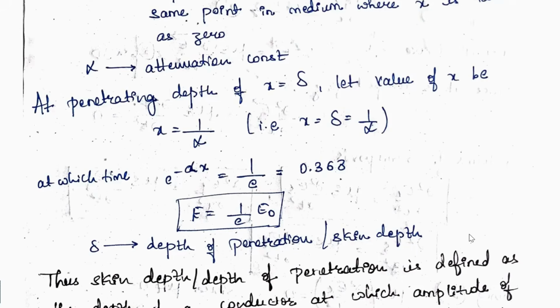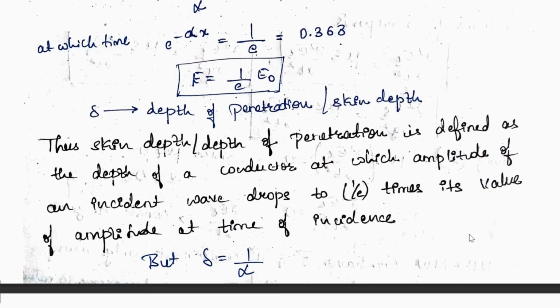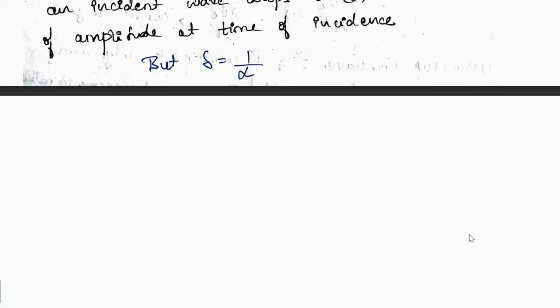Here delta will be the depth of the penetration or the skin depth. So the skin depth or the depth of the penetration is defined as the depth of a conductor at which the amplitude of an incident wave drops to 1 by e times its value at the time of incidence. So you can say delta is equal to 1 by alpha.